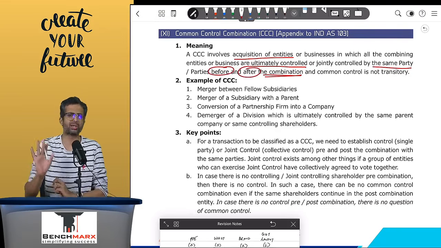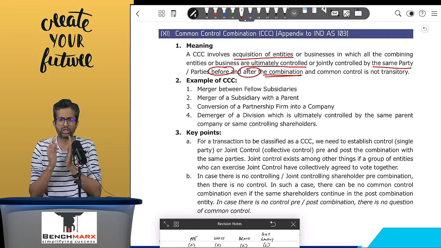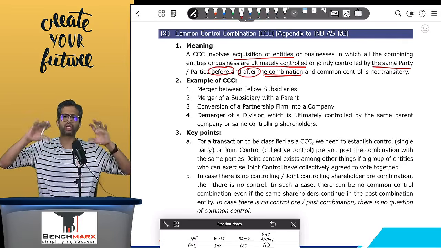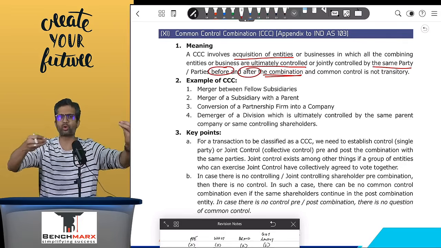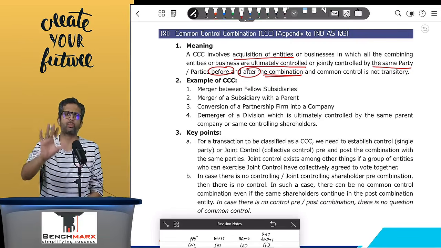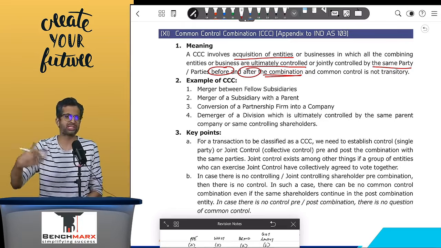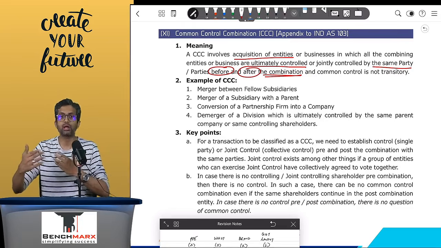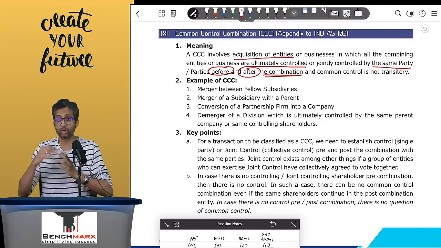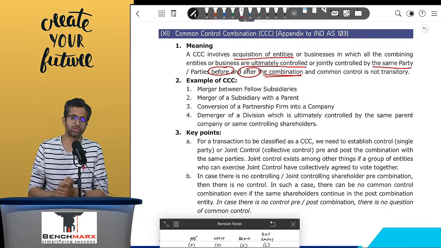The only exception over here is if the common control was transitory. Transitory means a very short period. So maybe the stake was commonly controlled by a particular shareholder only for a few days, in which case we say it is transitory, in which case the guidance on common control combination does not apply. In other cases, we will apply the guidance on common control. Examples of common control combinations can include merger of fellow subsidiaries, or merger of a subsidiary with a parent, etc., or a conversion of a partnership firm into a company, or certain cases of demerger as well.